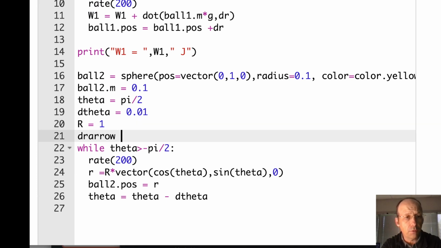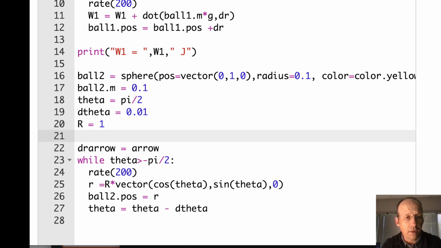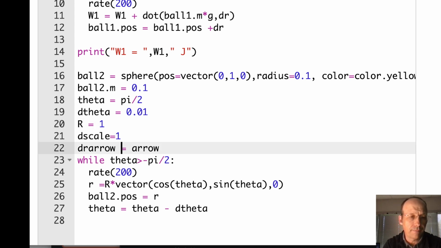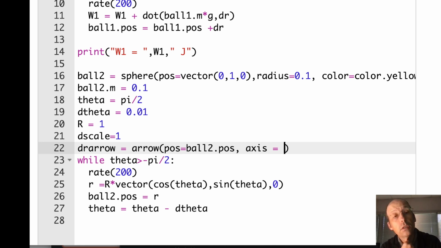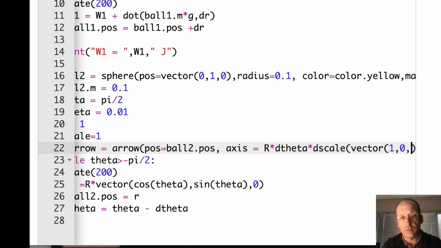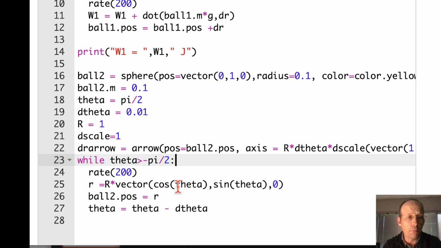Dr arrow equals arrow. Let's call this d scale equals 1. I'm going to have to change that. Position equals ball 2.pos. Axis, it's going to start off in the x direction, equal to r times d theta times d scale, which I might need to change, times vector 1, 0, 0. Down here, I'm going to move that arrow.